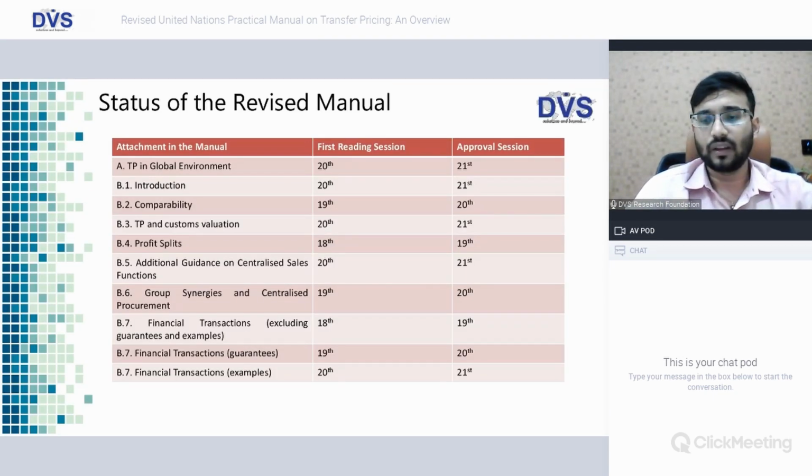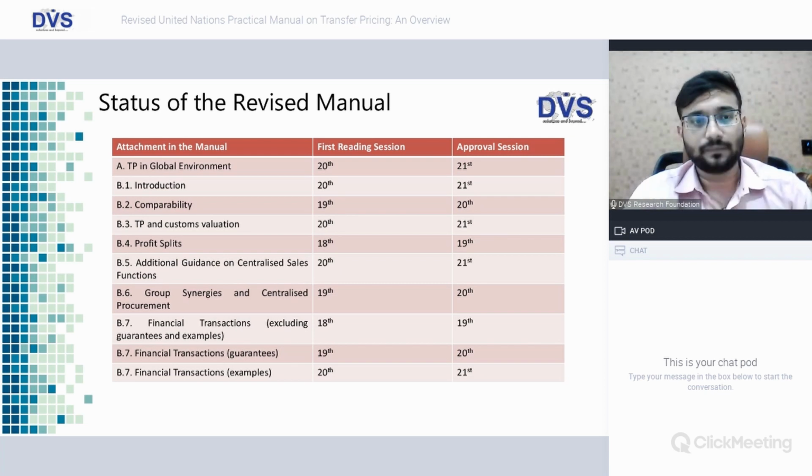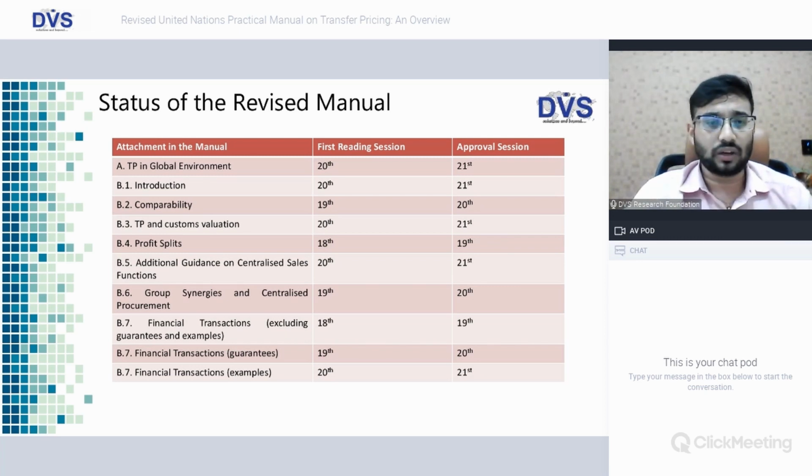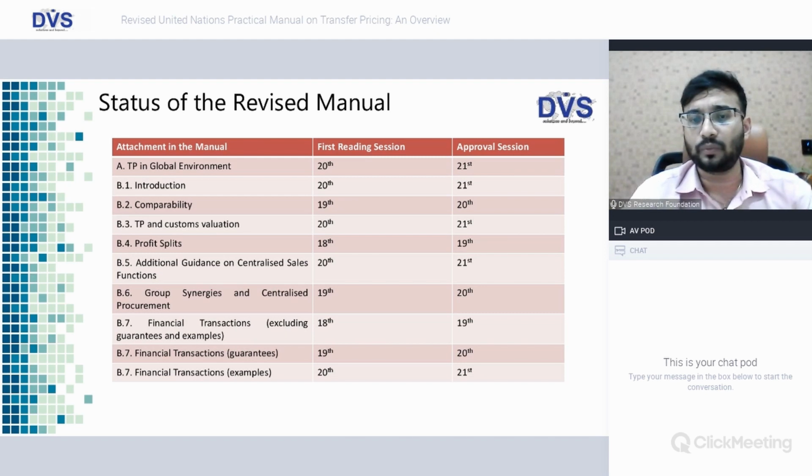So now, after all the sessions, where are we in terms of all parts? What were the revisions which were done? If you see Part A, TP in global environment, first reading was done in the 20th session, which will get approval in the 21st session. B1 introduction, again first reading happened in the 20th, which will get approval in the 21st. B2, which is talking about comparability, first reading in the 19th, which got approved in the 20th. TP and customs valuation was discussed in the 20th, which will get approved in the 21st. Profit splits done in the 18th and got approved in the 19th. Additional guidance on centralized sales was discussed in the 20th session. Approval will happen in the 21st.